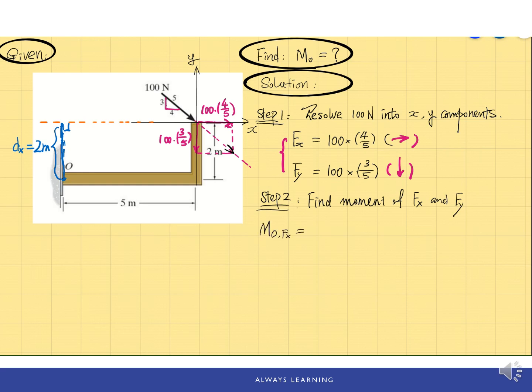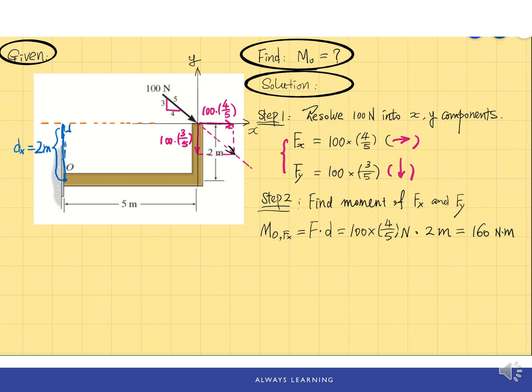Therefore, we can write the moment caused by force Fx about point O, MO = Fx times d. So it will be the magnitude of the force times the moment arm d. So we have 100 times 4/5 times the moment arm. Let's write down the unit. So this is Newton times 2 meter. And our result will be 160 Newton meter.